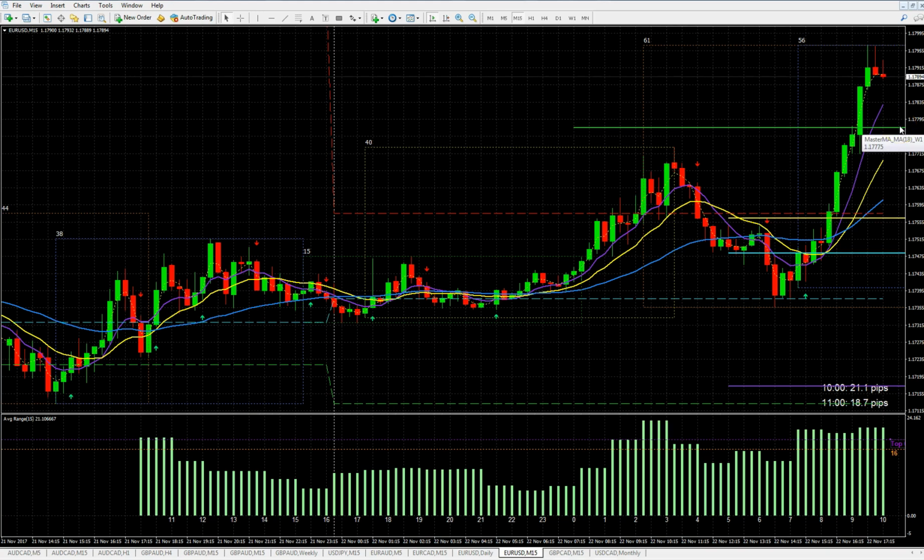So now we punctured the weekly resistance. We've done the New York session has 56 pips. London session has 61. And this one here at the bottom tells me the forecasted amount of pips that are going to be traded. You see all this non-activity? It's because it's the Asian session. This is where the activity starts.